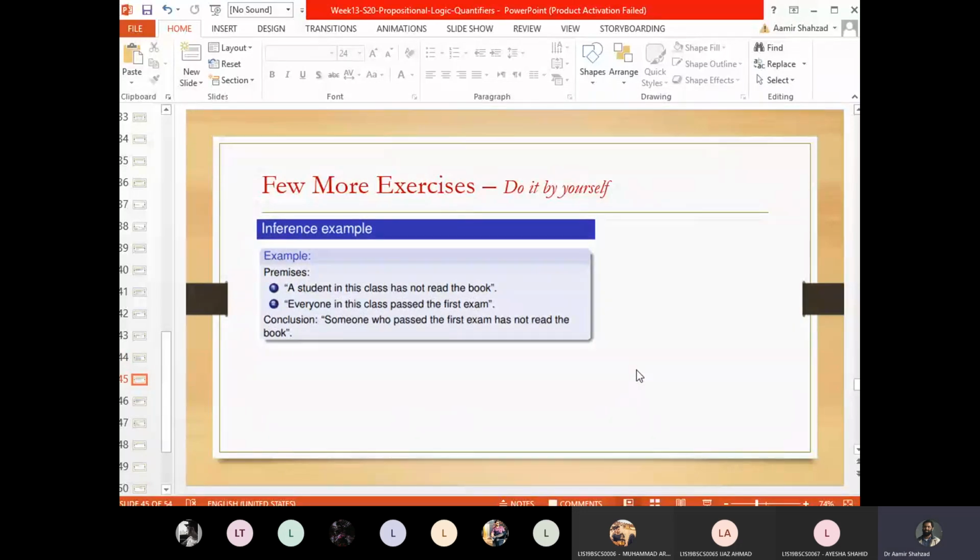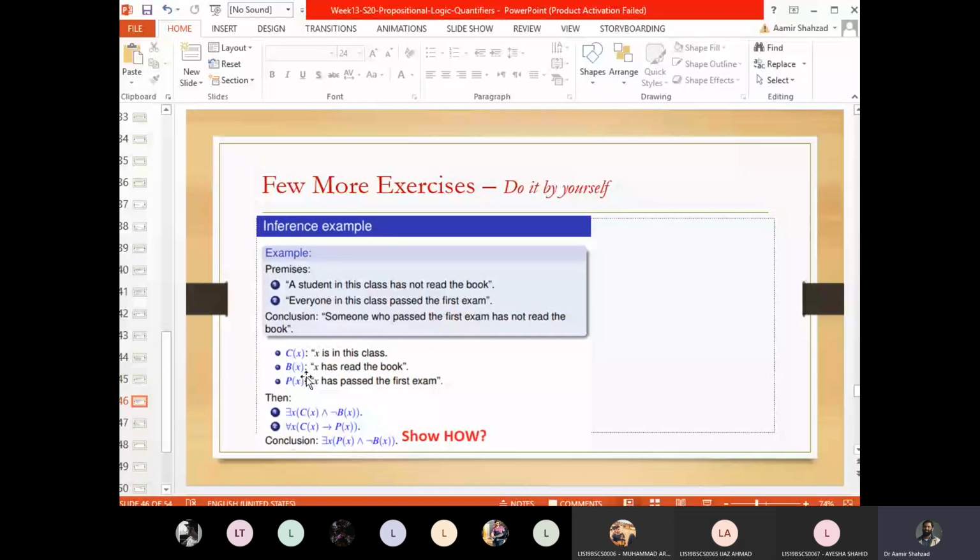So another inference example: a student in this class has not read the book. Everyone in this class passed the first exam. So we can conclude that someone who passed the exam has not read the book. So how to express it mathematically? Let's call C of X: X is a student in this class. R of X: the student X has read the book. P of X: student X has passed the first exam.